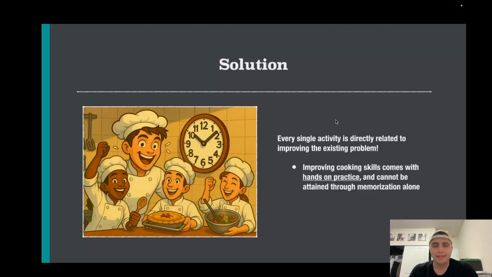I really like the value that I find in this model, which is that every single activity is directly related to improving our existing problem and alleviating the effects of the problem.